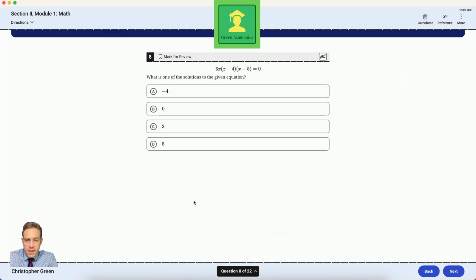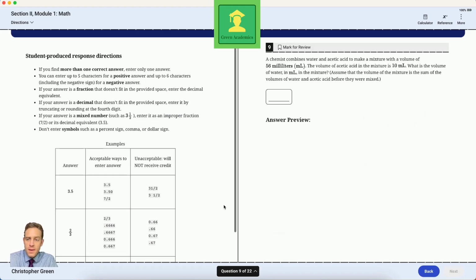What is one of the solutions to the given equation? Well, solutions are the things that make it true. So for this one, the solutions would be x being 0 because of the x that's next to the 3, or x being 4, but definitely not negative 4, or x being negative 5, but not 5. So the answer is 0. A chemist combines water and acetic acid to make a mixture with a volume of 56 milliliters. The volume of acetic acid in the mixture is 10 milliliters. What is the volume of water in milliliters? Assume that the volume of the mixture is the sum of the volumes of water and acetic acid. This seems very straightforward. It's just that the acid plus the water is the total, which makes the answer just 46.